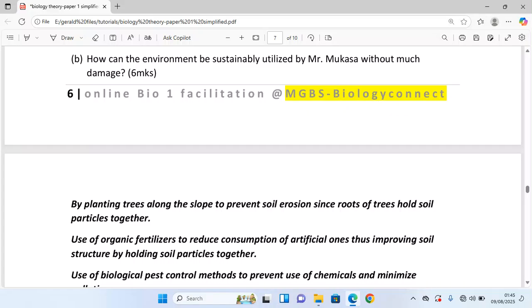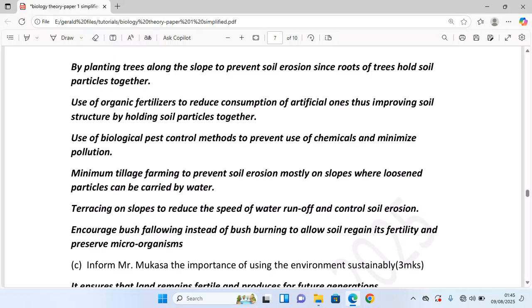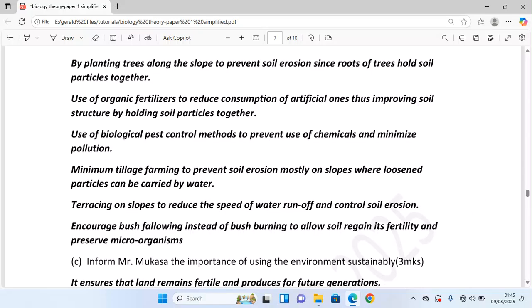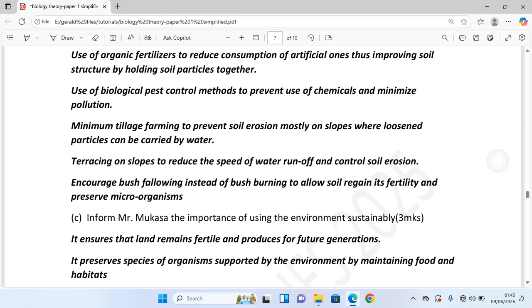For example, instead of cutting trees, planting trees along the slope to harvest soil, to prevent soil erosion, since roots of trees hold soil particles together. Yes, we don't give solutions which are hanging. Planting trees, how will it help to prevent erosion? Use of organic fertilizers to reduce consumption of artificial ones, thus improving soil structure by holding soil particles together.